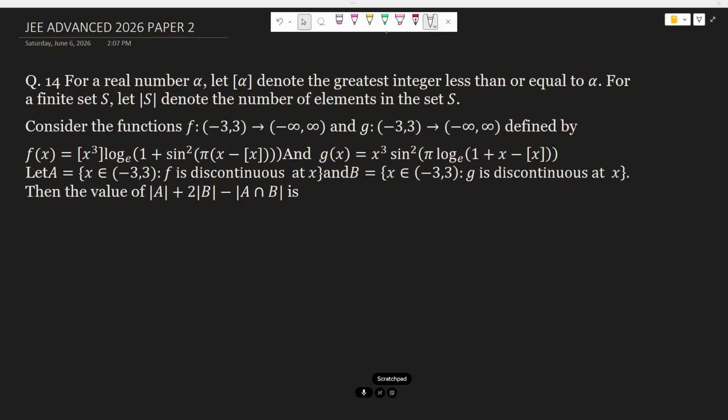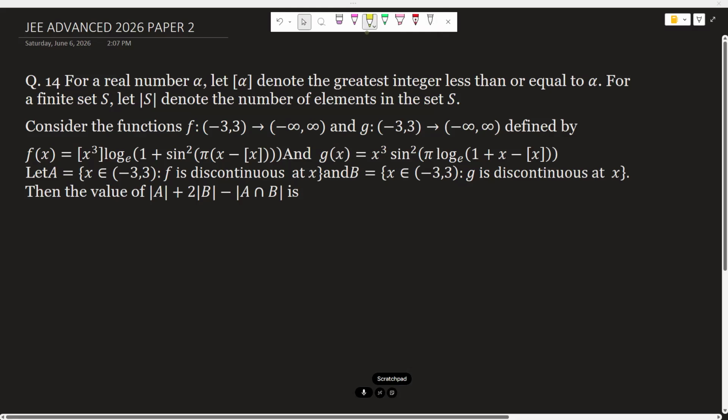Let A be the set of x belonging to (-3, 3) where f is discontinuous, and B is similarly defined, but where g is discontinuous. Now the value of norm A plus 2 times norm B minus norm A intersection B is equal to how much? Here the main concept is discontinuity.